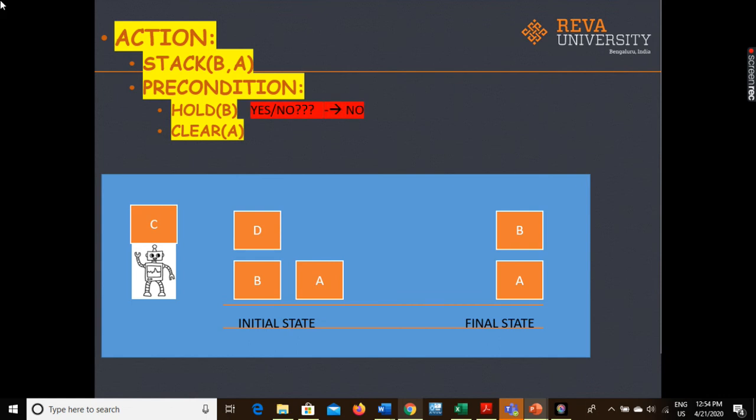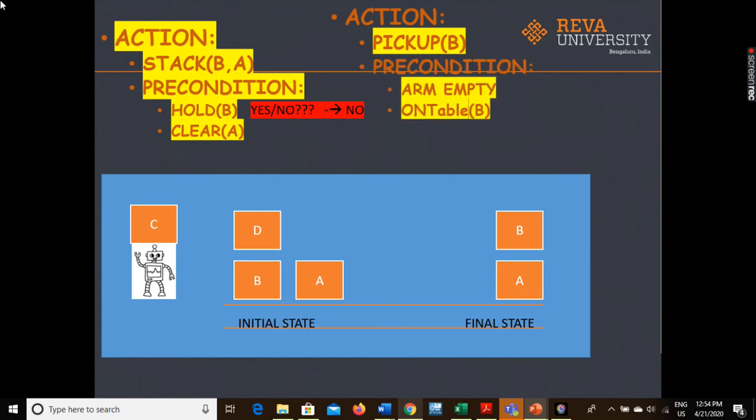Now over here, clear A, it is a yes. Moving on to the other precondition to reach the final state, that is hold B. Is the robotic arm holding B? No. So what do we need to do? We need to pick up B, and the preconditions to pick up B are that the arm should be empty, B should be on the table, and there should be no other block over B. These three preconditions need to be satisfied in order to perform the action pick up B, which in turn helps the robotic arm to hold B.